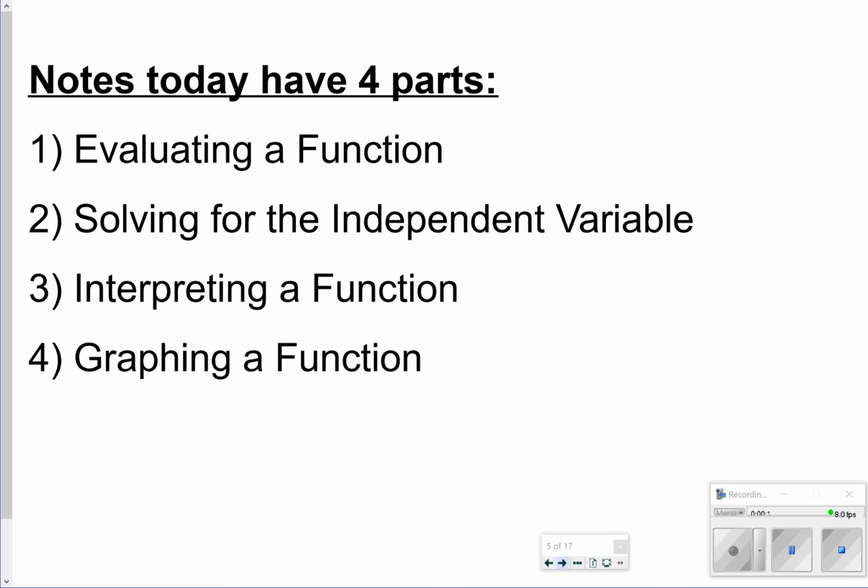First thing we want to look at is what we're going to be seeing in today's notes. Number 1, we're going to be seeing how to evaluate a function. Number 2, we're going to be seeing how to solve for an independent variable, so kind of like what we did in chapter 1 when we were solving for x or for y. The other thing we're going to be doing is interpreting a function. So what does it mean whenever we have certain numbers? And then number 4 will just be graphing.